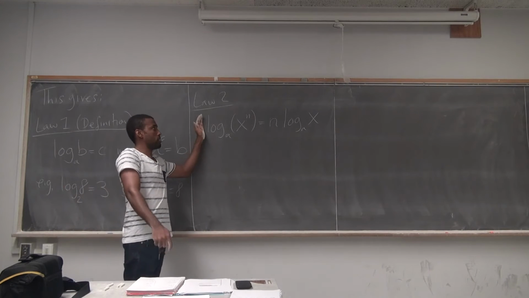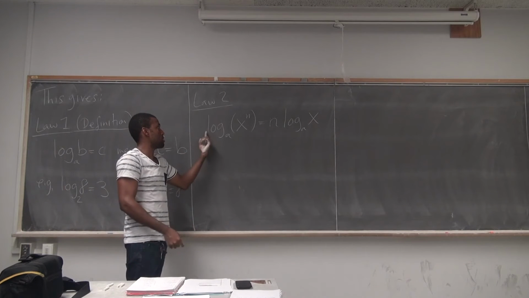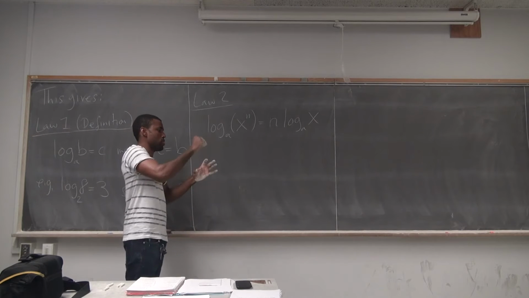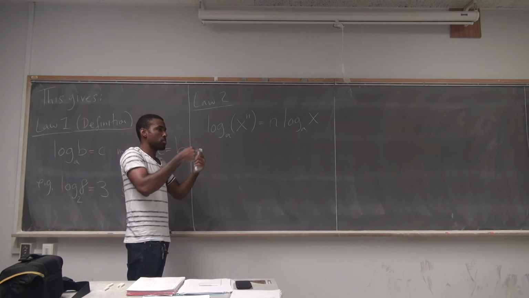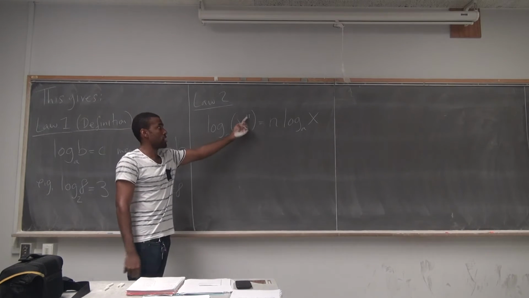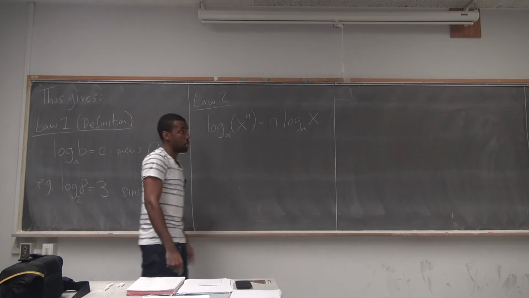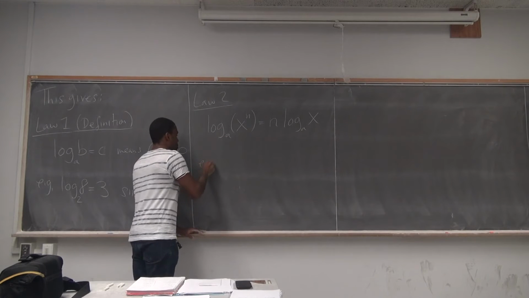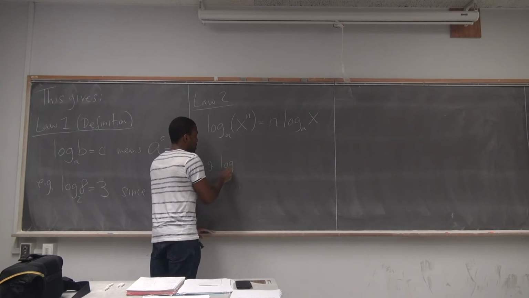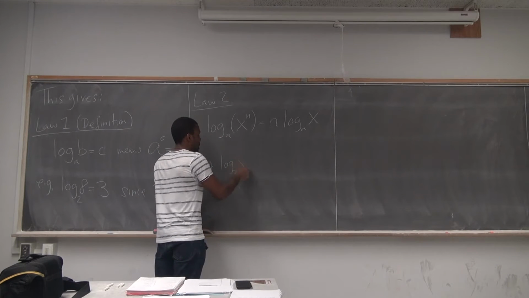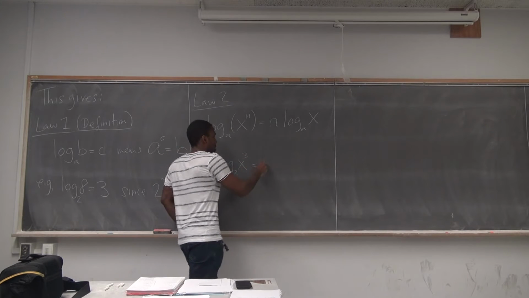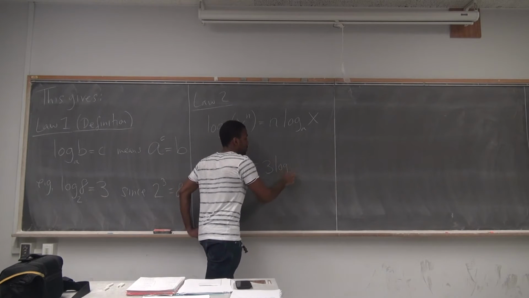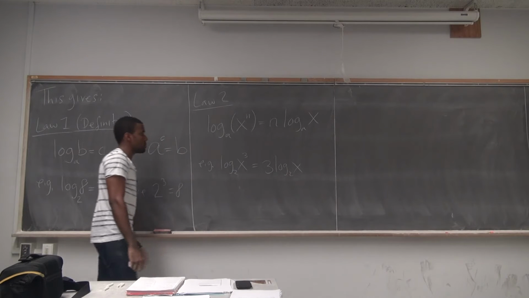And remember, we're thinking of logs as powers, so this is basically the exponential rule that says if I have something to a power raised to another power, I multiply the powers. So logs can turn an exponential into just a multiplication. So, example, if I have log to the base 2 of x cubed, I can rewrite that as just 3 times log to the base 2 of x. They're the same.